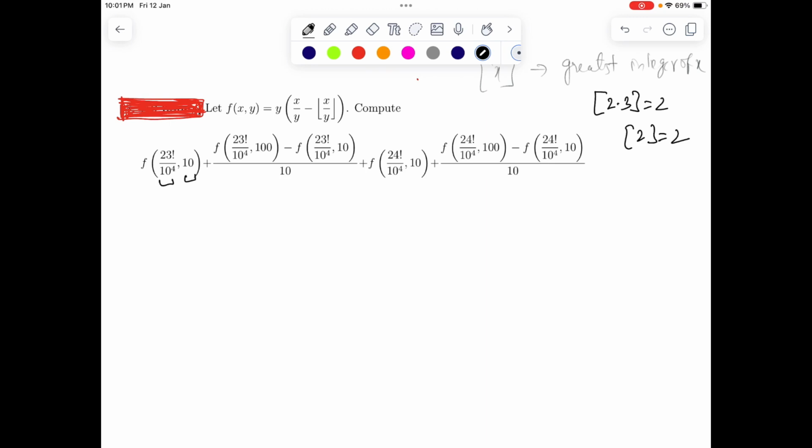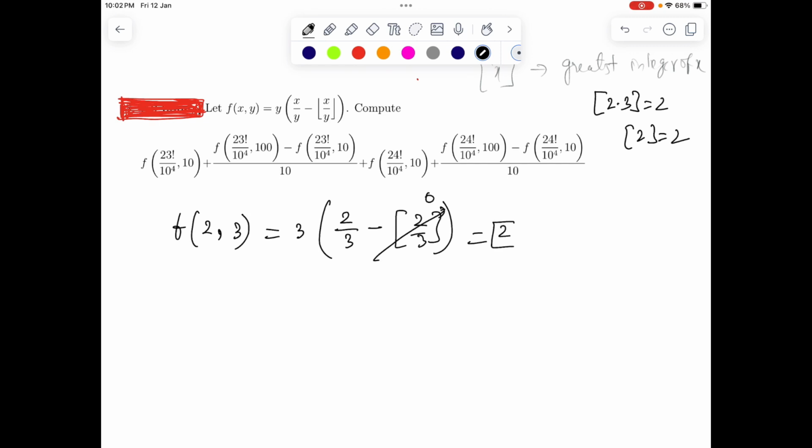Before we dwell into the problem, the function is asking for some input x and y. Again, we have some x, y, and so on and so forth. So it's better to first try to appreciate what this function looks like. We'll play with some values. Let's say put x equals 2 and y equals 3. So we have 2 by 3 minus greatest integer of 2 by 3. We know greatest integer of 2 by 3 is 0, so the answer is 2. Right? Let's have more fun.